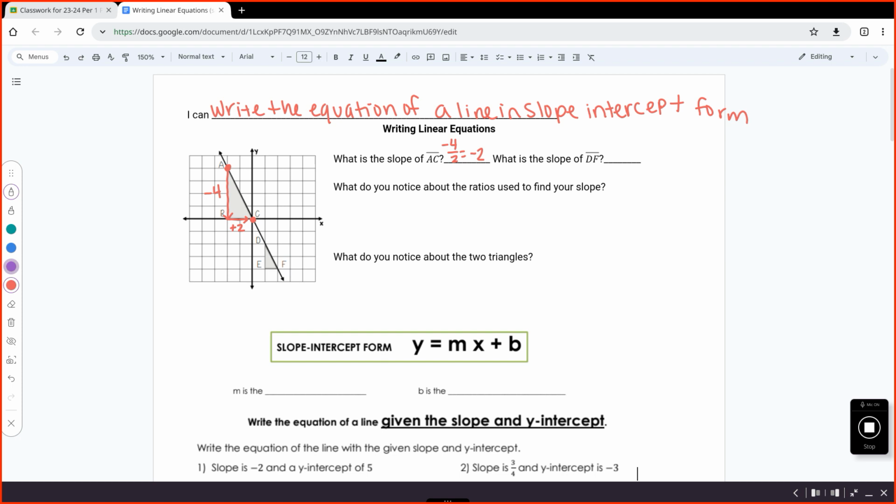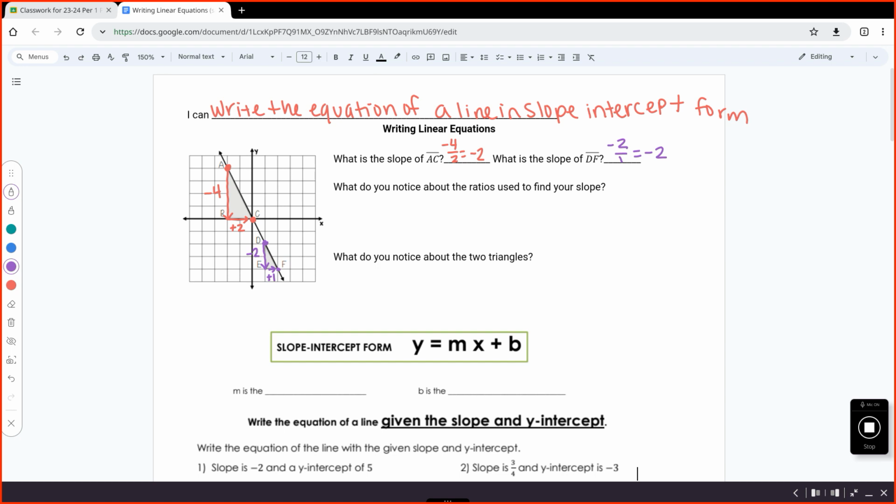The next one, what is the slope of DF? Here are the points D and F, and we're trying to find the slope of this line here. In order to go from point D to point F, you need to go down 2 vertically and then right 1. So we're going down 2, right 1, which is still -2.